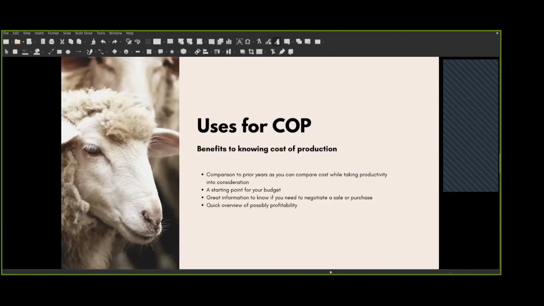We do not actually have any operating loans. We never got any, couldn't get any. So we had to learn this, and cost of production is a way that we use our budgets to make sure that we always have enough cash on hand. Because otherwise we're kind of up a creek. And it's also great information to have when you're negotiating a sale or a purchase.